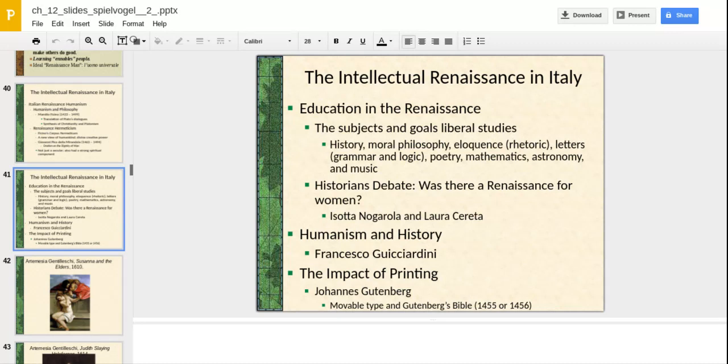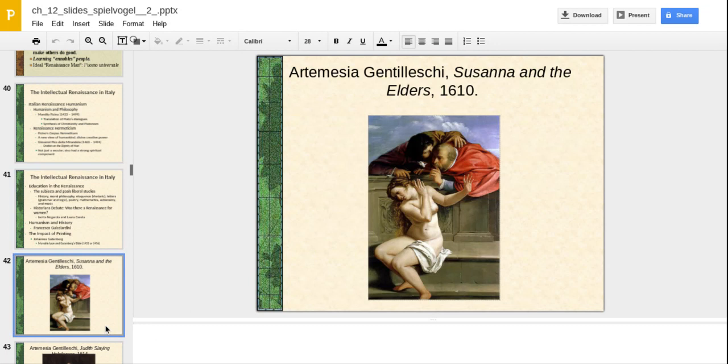Let's see. Impact of printing. Johann Gutenberg, you know that name from AP World. Movable type. He uses vernacular, and he uses the movable type to print the first German Bible, and it's a big hit. It's going to kick off an important age.